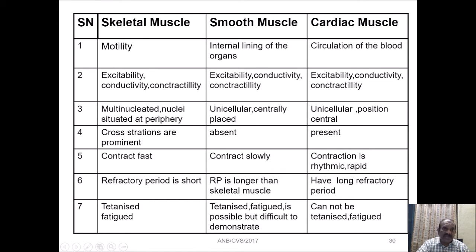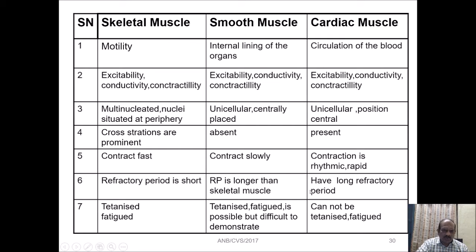Now we also look at the property of the refractory period. The duration of the refractory period is very short in the case of skeletal muscle. In smooth muscle, it is more than 1 second, about 1000 milliseconds, and in cardiac muscle its duration is about 200 to 300 milliseconds, and hence it is generally called a long refractory period.